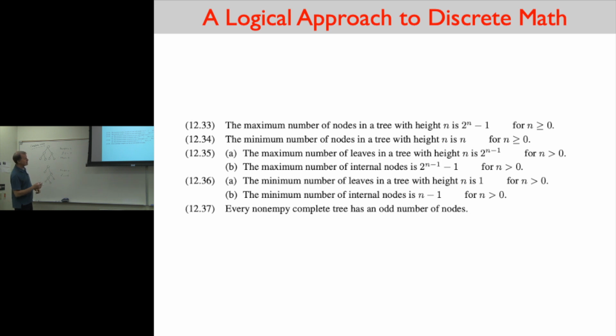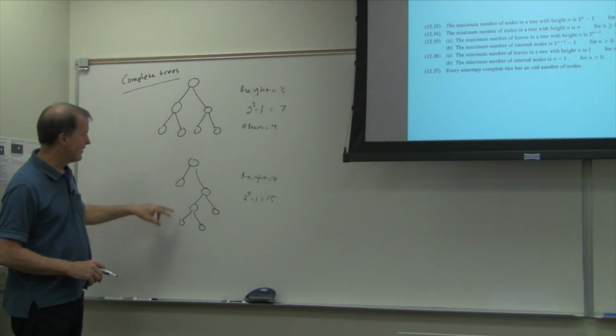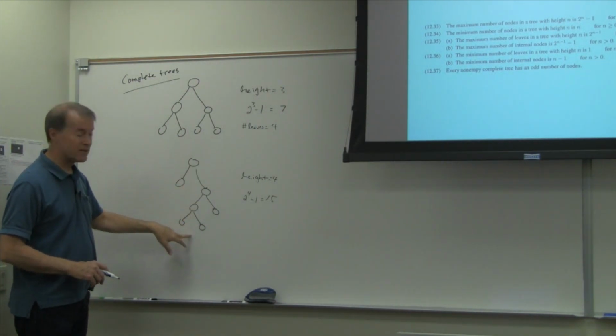And then the maximum number of internal nodes is 2 to the n minus 1, one less than that. Interesting, huh? And then 12.36, the minimum number of leaves with height n, the minimum number of internal nodes. And then 12.37, every non-empty complete tree has an odd number of nodes. Wow. Hey, here's a complete tree, right? 1, 2, 3, 4, 5, 6. Ah, there's an odd number.